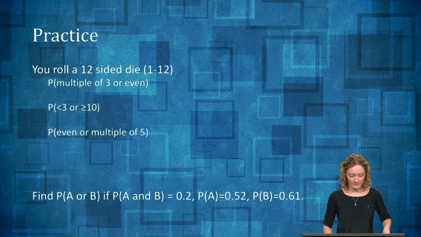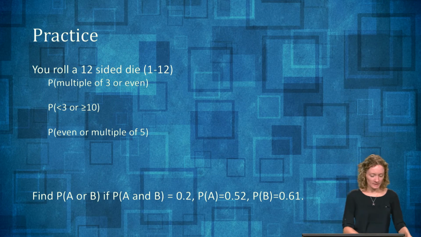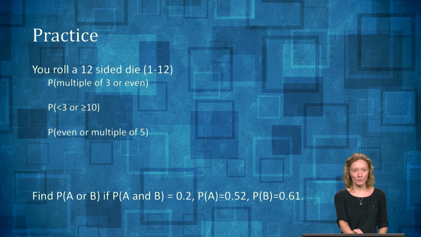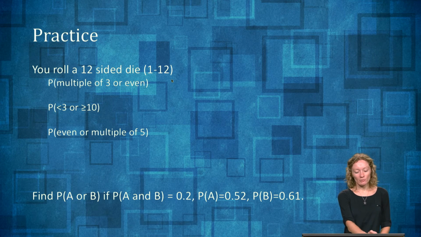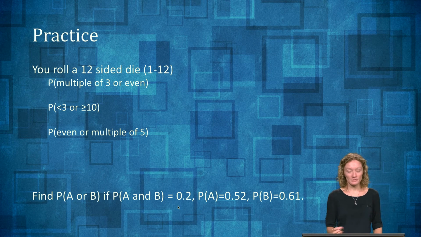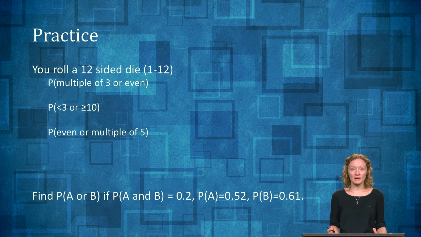All right, so let's do a little practice. These are all or scenarios. You roll a 12-sided die. The options are 1 through 12. There it is. Find the probability of multiple of 3 or even, less than 3 or greater than or equal to 10, even or multiple of 5, and then one more at the bottom using the formula like we just did. So go ahead and pause the video, go through these problems, and we will see if we're on the same page in a moment.